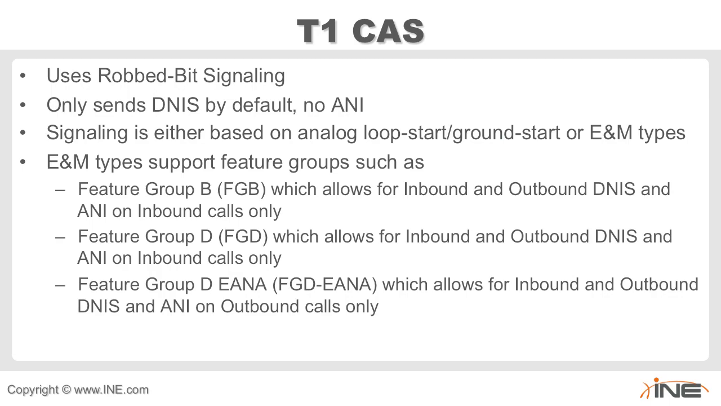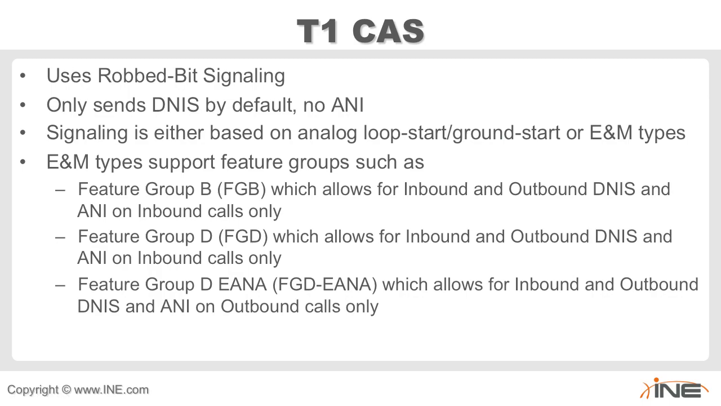Feature group D, EANA, or what does it stand for? Exchange Association North America, I think. FGD EANA allows for both inbound and outbound calls, DNIS still, but ANI on outbound only. The way I kind of remember this is that FGD EANA supports ANI anywhere in North America. ANA, anywhere in North America. So out to anywhere in North America, ANI is supported out. That's the association I make. And then the other one has to be the opposite of that, inbound. It's a little dumb, but it's up to you. You might want to draw an association or not, but you might want to remember it.